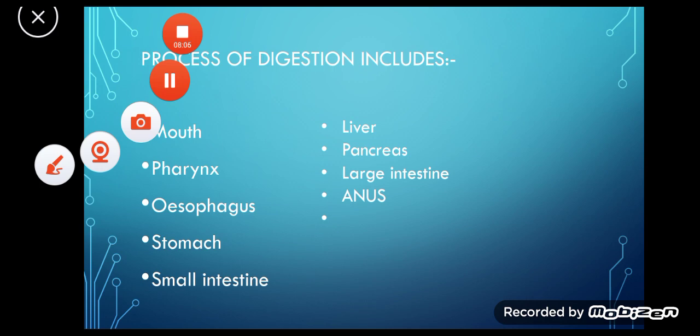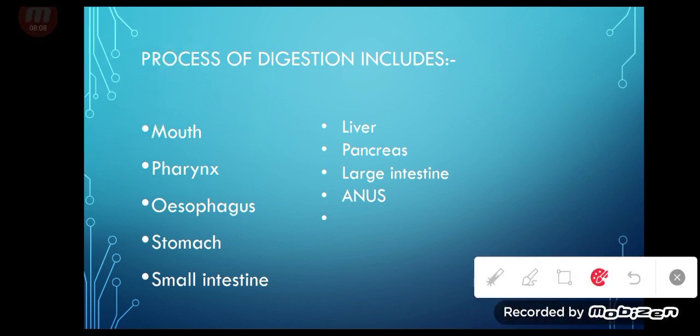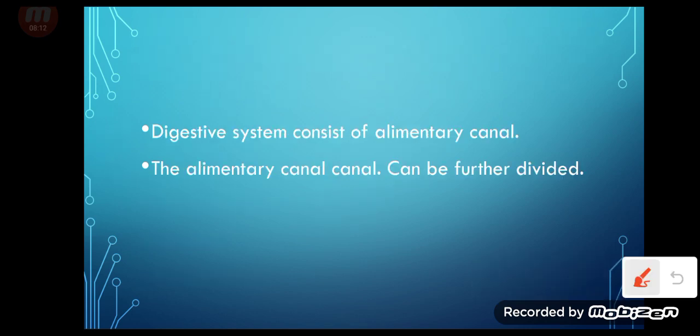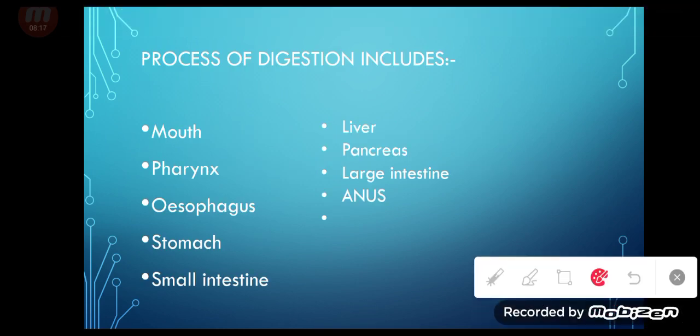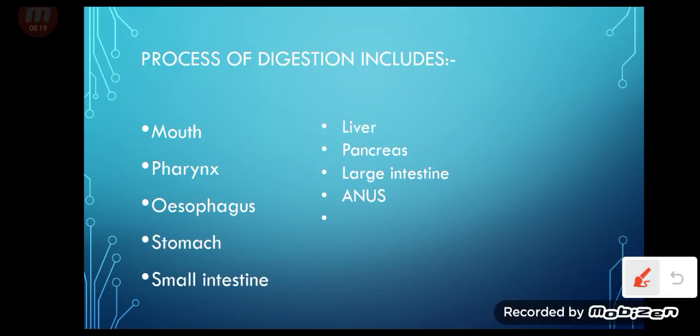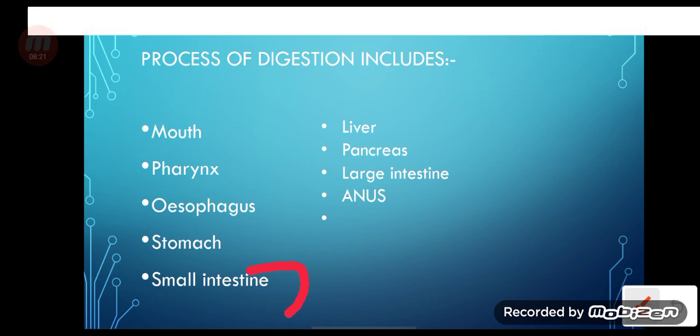The next one is the small intestine. Here the stomach opens into the duodenum. The stomach opens into the small intestine. The duodenum is the part of the small intestine.